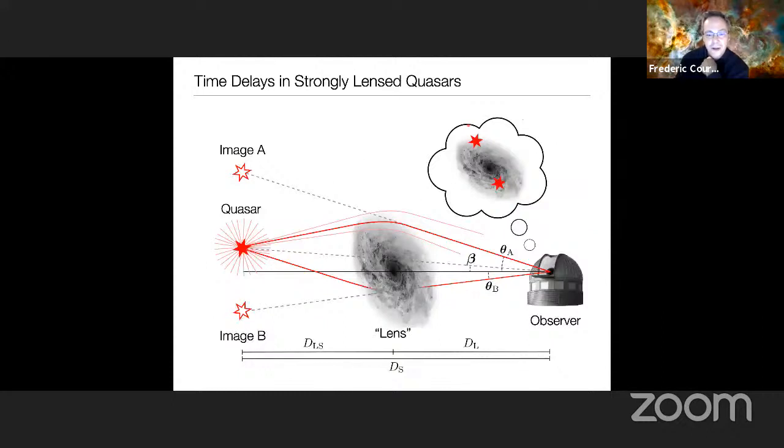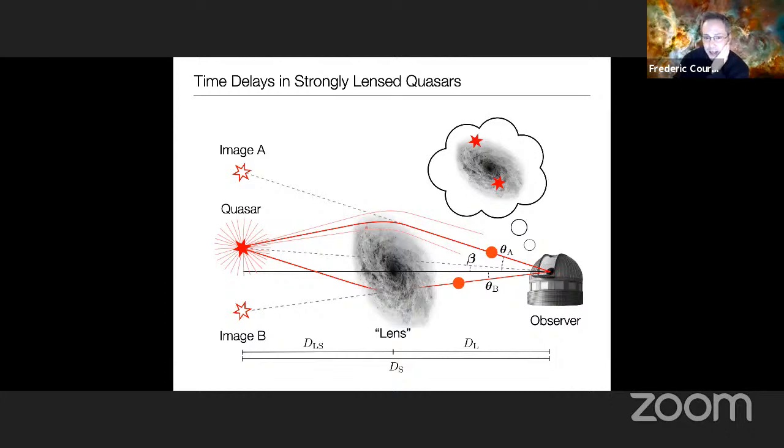Now, one method to do this is to measure time delays in lens quasars or lens supernovae. We'll see this as well. So if you have an observer, and a lens here, and a quasar that is lensed by the galaxy, you can have different optical paths from the lensed images to the observer. So you have one here, and you have another one here. And then if the quasar undergoes some photometric variation, this will be seen with a time delay at their arrival at the telescope. So for two reasons.